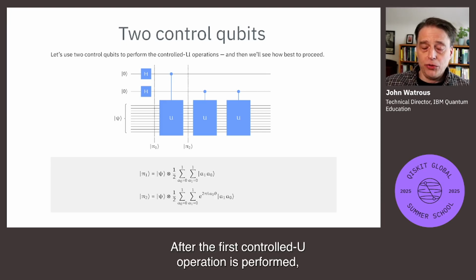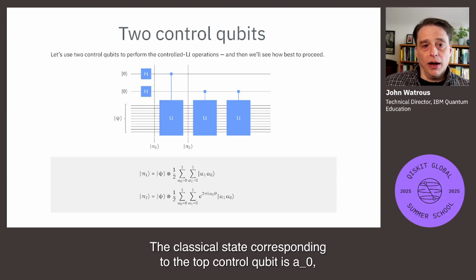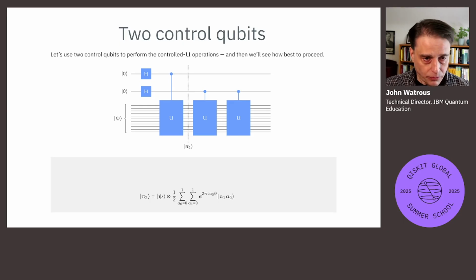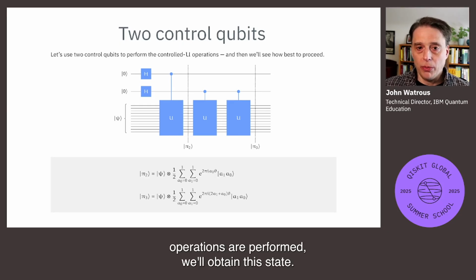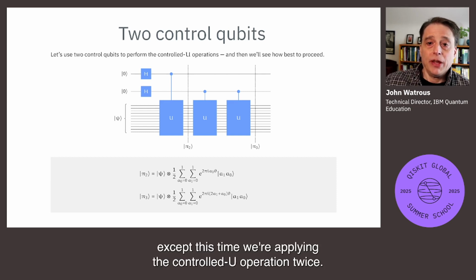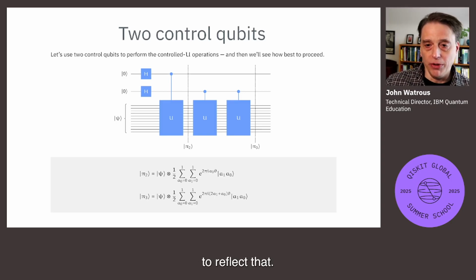After the first controlled U operation is performed, we'll obtain the state that's shown here. The classical state corresponding to the top control qubit is A0, so the result of the phase kickback can be expressed in this way. Then, after the second and third controlled U operations are performed, we'll obtain this state. The idea is the same as the first one, except this time we're applying the controlled U operation twice, so we multiply A1 by 2 in the exponent to reflect that.